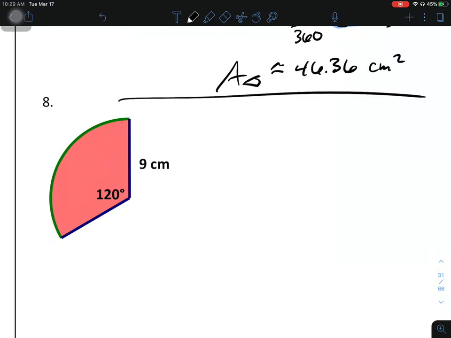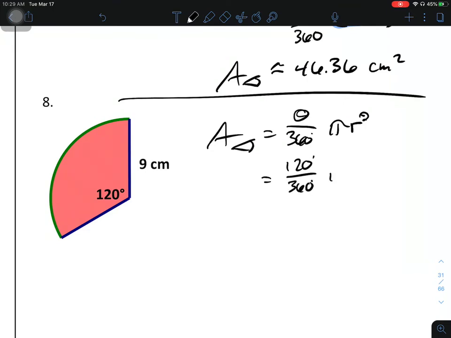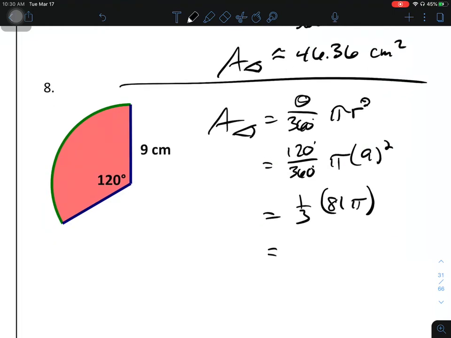Number 8, area of a sector is the central angle divided by 360 times pi r squared. Central angle is 120. You might recognize that as being 1/3 of the circle. Radius is 9. A third of 81 is 27, I believe. I like this answer, 27 pi square centimeters, but the directions say round to two decimal places, so we should do that. Throw this in my calculator. 27 times pi, that's 84.82 square centimeters.